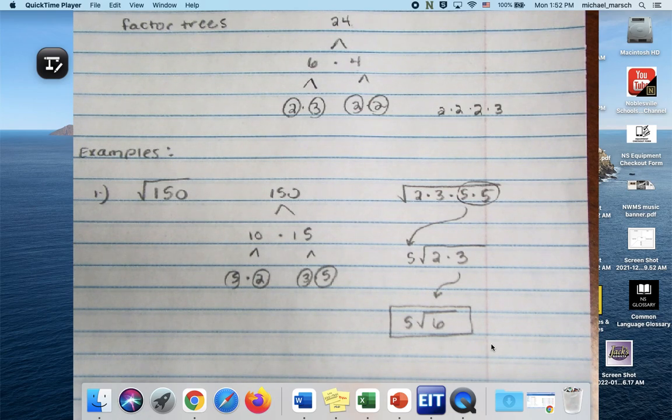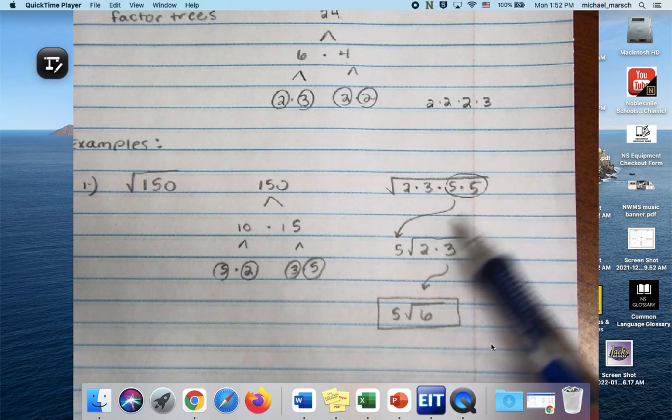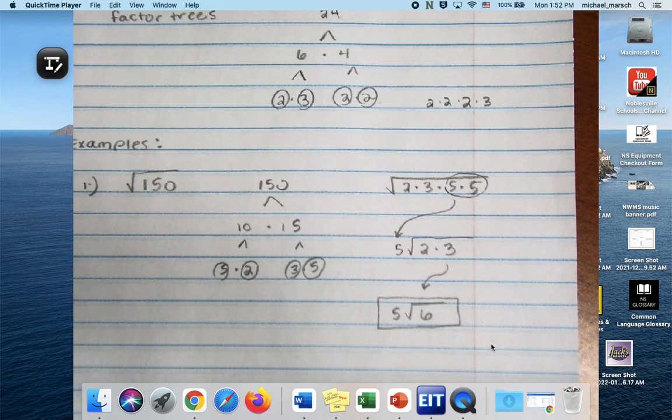Wait, so if there's 3 pairs, 1 pair stays in? Nope. They asked if there was 3 of a number. So if there was another 5 here, we'd have a 5 under here, but these would come out as a pair. We're gonna keep practicing. Don't worry. And if there was 4 5s, you'd put 2 outside. And you do 5 times 5, you'd have 25 on the outside. Yep. Wait, you put 25 on the outside? Yeah, because 5 times 5 is 25.